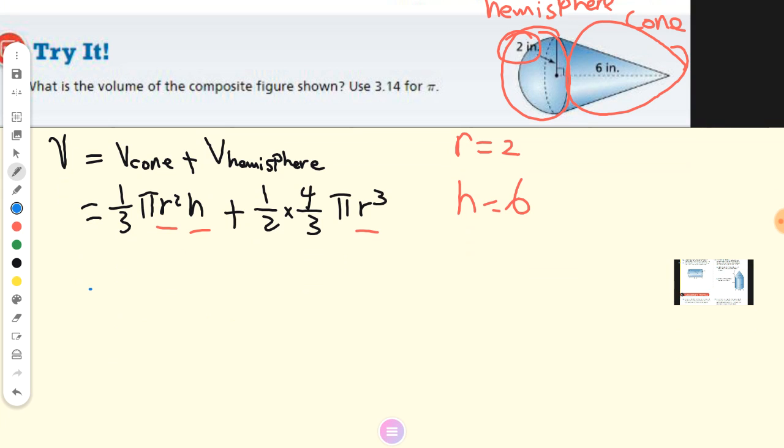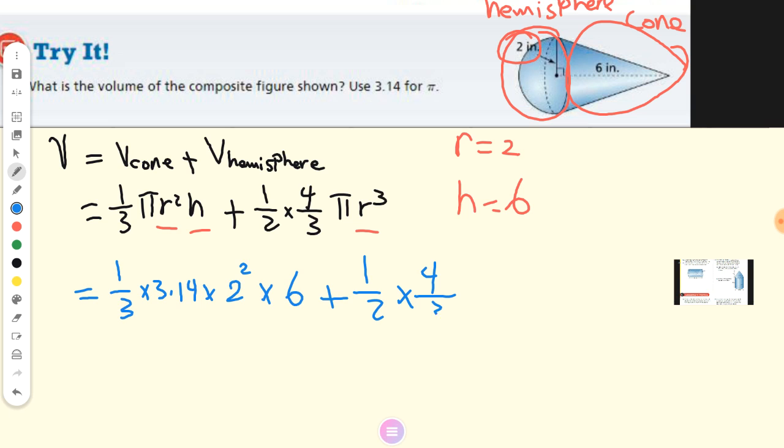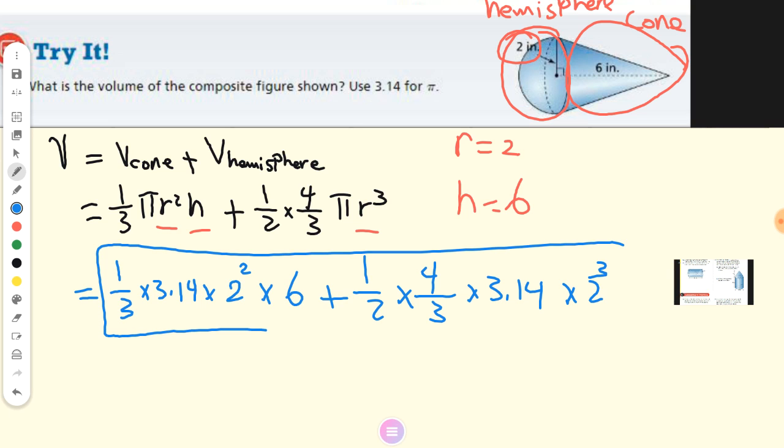So by substitution, it will equal 1 over 3 multiplied by 3.14 multiplied by 2 to the power 2 multiplied by 6, plus half multiplied by 4 over 3 multiplied by 3.14 multiplied by 2 to the power 3. That's it, we already finished. Add them together using a calculator, and you find the answer.